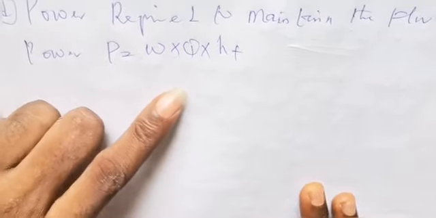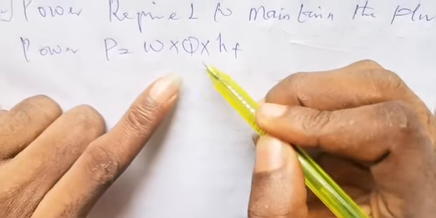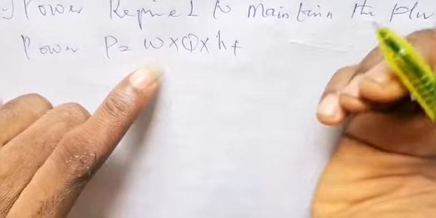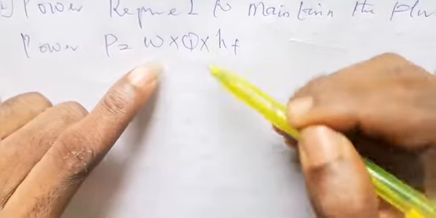So all we need to do, we already know our discharge. Of course, to calculate the specific weight is also not a problem. All we need to do is what? Find the head loss due to friction. But let's do them individually.